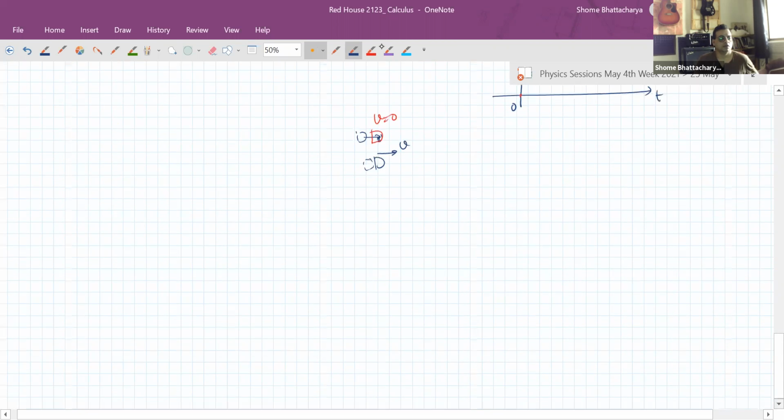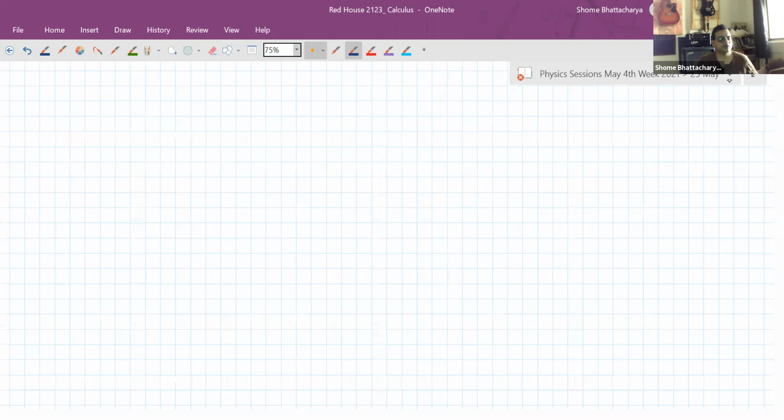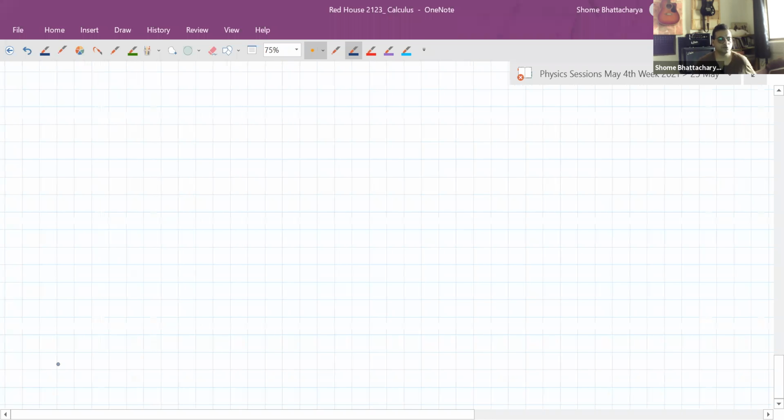Right. Let's now look at the next level of question for differentiation as a rate measure. Remember in the previous lecture, we had discussed that expanding square type of situation. We had a square metallic plate that was expanding because temperature was increasing. So let's look at something like that.